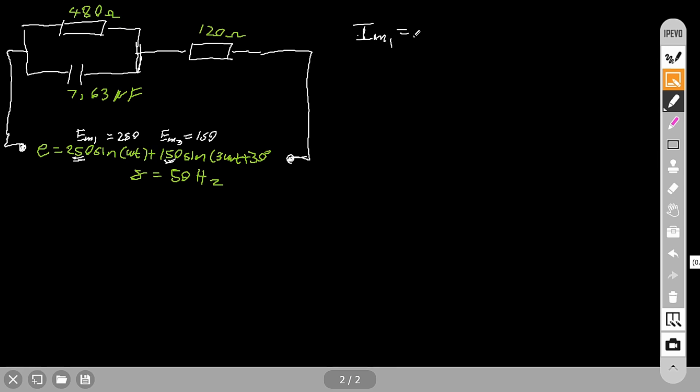IM1 is equal to EM1 over Z1. What is our EM1? Our EM1 is 250, guys. And then what is the angle? As you can see here, it's ωt. Since there's no angle, the angle is 0. Here the angle is plus 8. So this is all over. What did we get for that one?